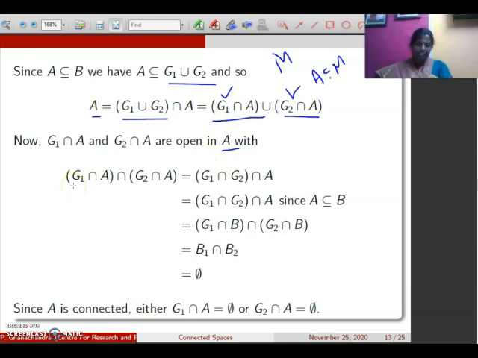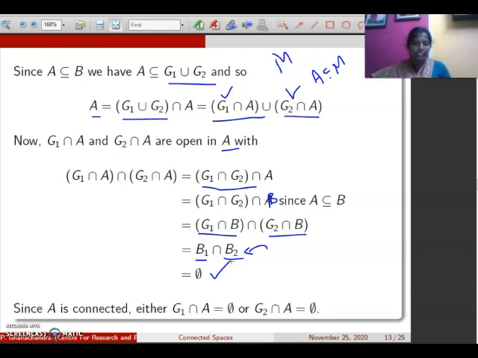Now we have to find the intersection. That is G1 intersection A intersection G2 intersection A. This equals G1 intersection G2 intersection A. Here A is a subset of B, therefore this can be written as G1 intersection G2 intersection B. This is again written as G1 intersection B intersection G2 intersection B, which equals B1 intersection B2. We have already assumed that the intersection of B1 and B2 is empty. Therefore, G1 intersection A intersection G2 intersection A equals empty.